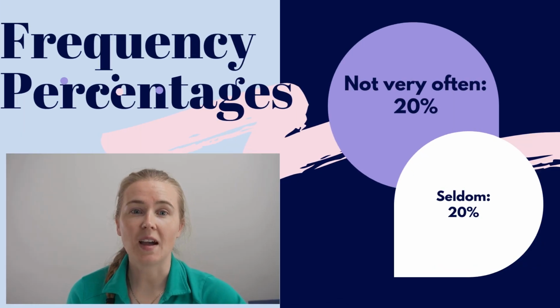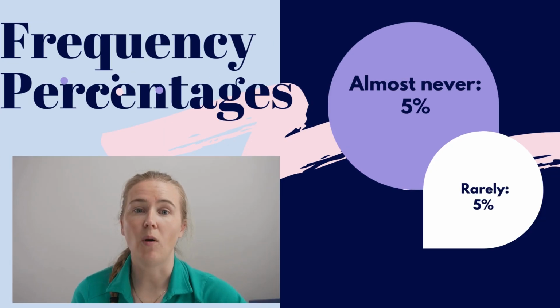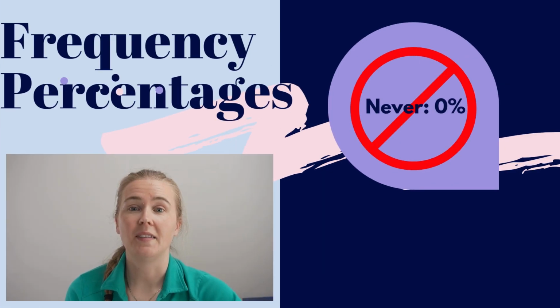If something doesn't happen very often, we use words like seldom or not very often. This represents about 20% frequency. Rarely and almost never are used when the action happens just 5% of the time. Finally, never means 0%, that this action doesn't happen at all.